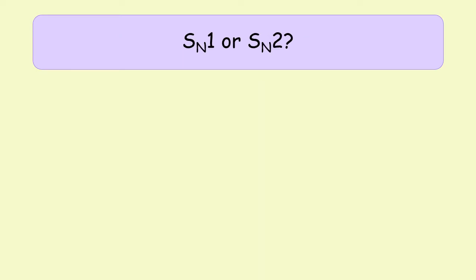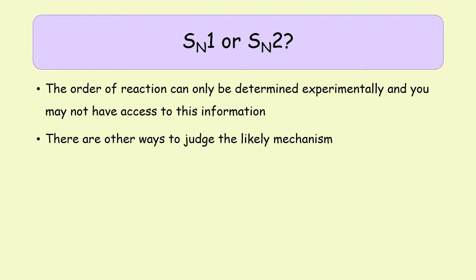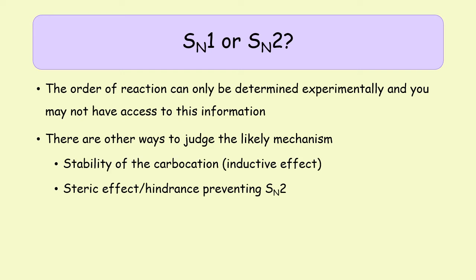Right, how else to determine SN1 or SN2? The order of reaction can only be determined experimentally, and in many cases you will not have access to this information. So there are other ways to judge it. These are judging the stability of the carbocation intermediate that would form during an SN1 reaction. That needs to be stable if the reaction is to do SN1, and also something known as steric hindrance or steric effect, which could prevent the reaction from doing an SN2 reaction.